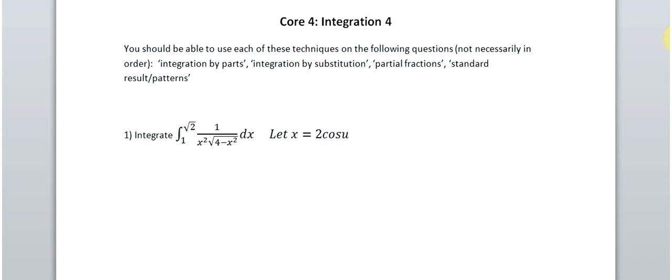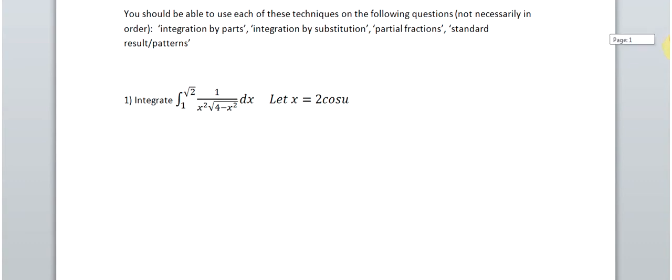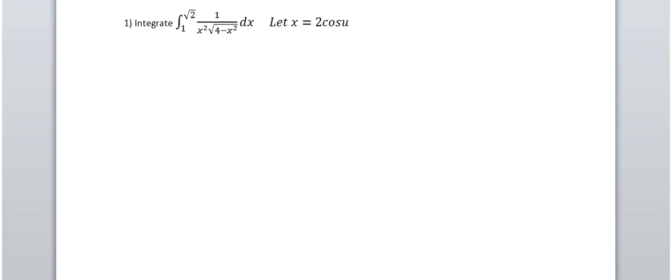Okay, welcome to yet more integration practice. So we're going to start off with an obvious substitution problem. Obvious because we're given the substitution. So where do we go from here?